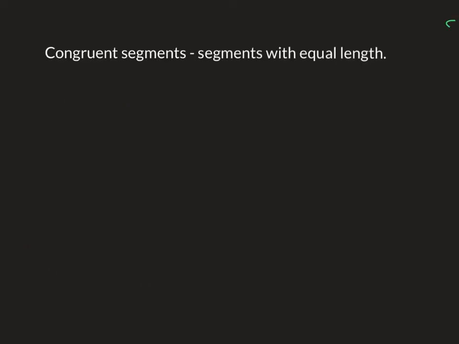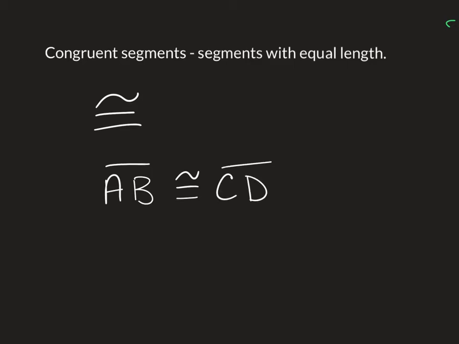In geometry class, we often use the word congruent. Congruent segments are segments that have equal length. We say that lengths are equal because those are numbers, but when we're talking about figures, we use the term congruent. The symbol for congruent is an equal sign with a little squiggle on top of it. So if we wanted to say that two segments were the same length, you would say segment AB is congruent to segment CD. That's how you would write that.